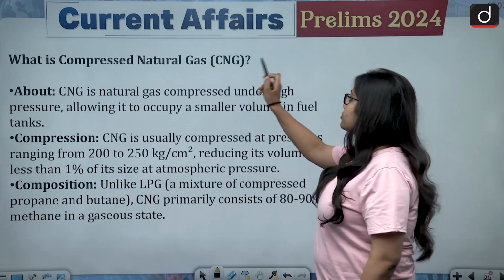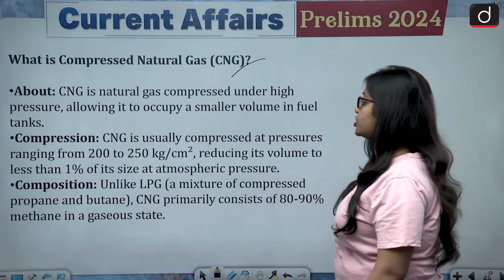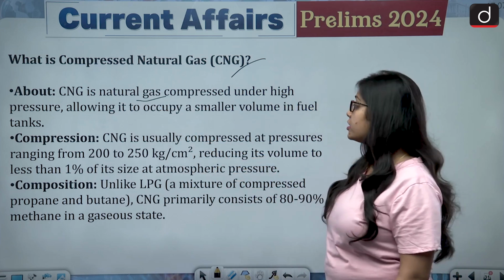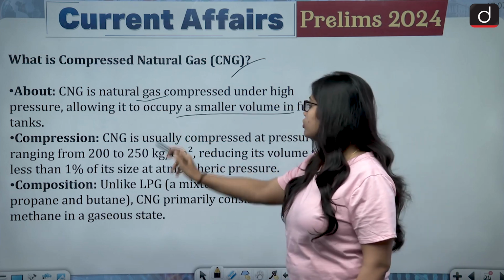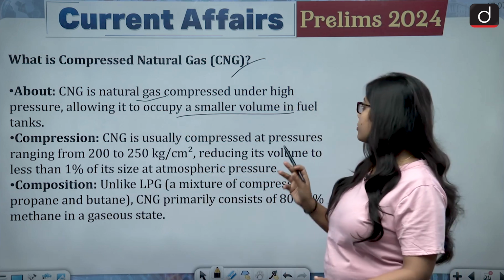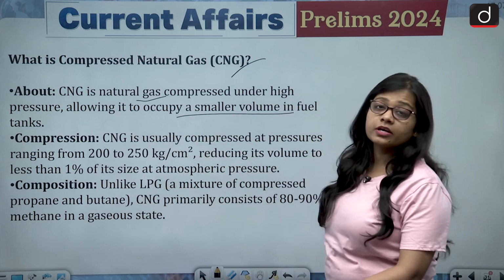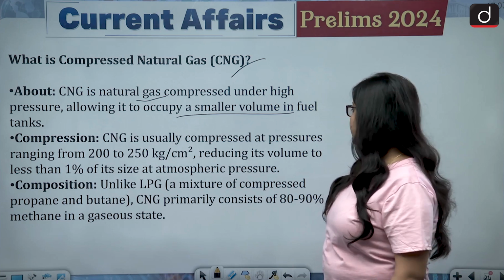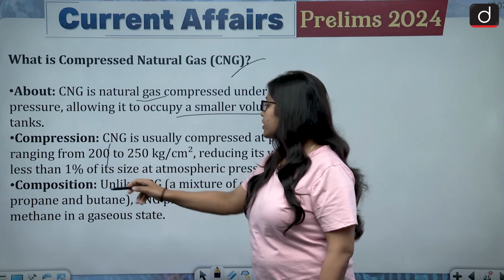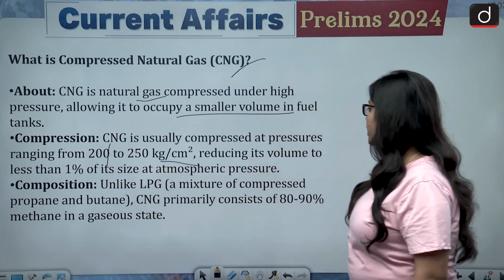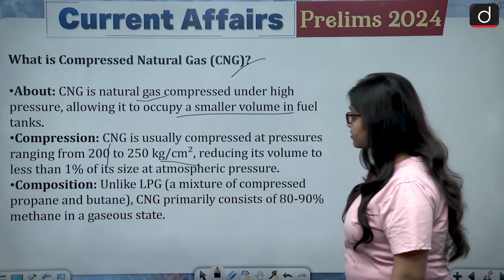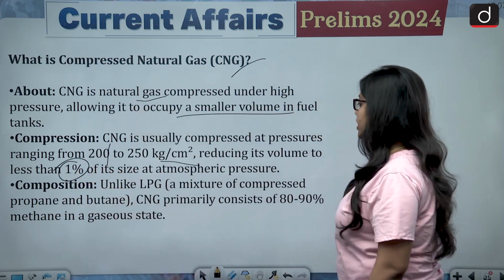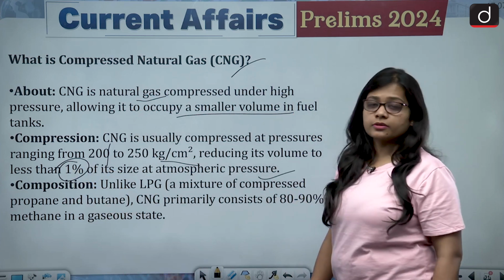What is compressed natural gas? That is, what is CNG? It is natural gas compressed under very high pressure, allowing it to occupy a smaller volume in fuel tanks. So you need to remember that it is done with high pressure. Then compression. It is usually compressed at pressure ranging from 200 to 250 kg per square centimeter, reducing its volume to less than 1% of its size at atmospheric pressure.